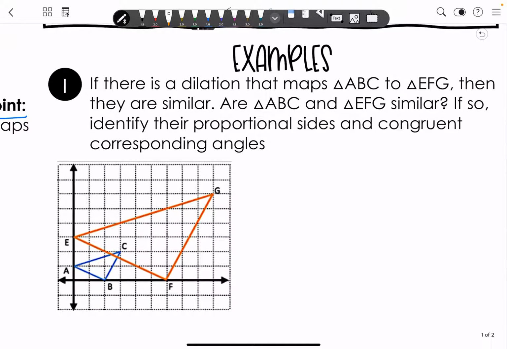All right, if there is a dilation that maps triangle ABC to EFG, then they're going to be similar. We have to figure out if these are similar or not. The first thing you need to check is if they have congruent corresponding angles. So what I'm going to do is find the slope of each side length. So I've got AB, BC, and then CA, and this is just the slope.